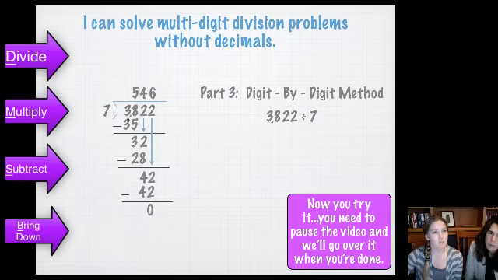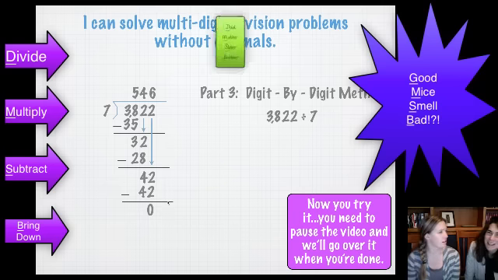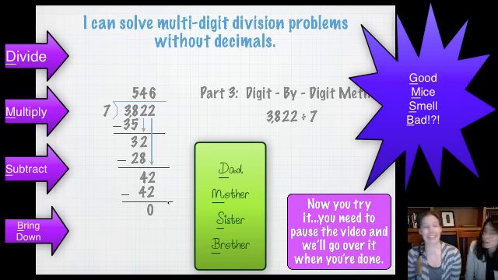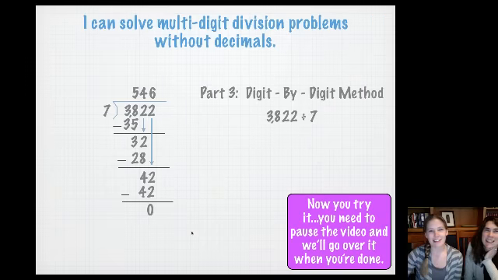There might be little chants that you've done or little sayings. Dead mice smell bad, just to help remember the steps. I thought of family, like dad, mother, sister, brother. Oh, that sounds much better than dead mice smell bad. That's what we would always say. I kind of like the dead mice one though. So dead or dad: divide, then multiply, subtract, bring down. And then you could even add in Rover, the dog, for repeat or remainder. Okay, we're getting a little out of control here. Crazy stuff.